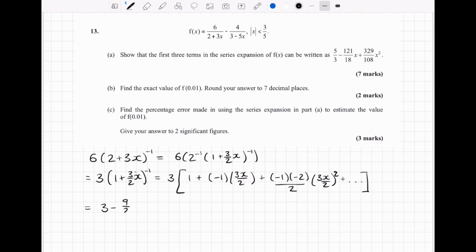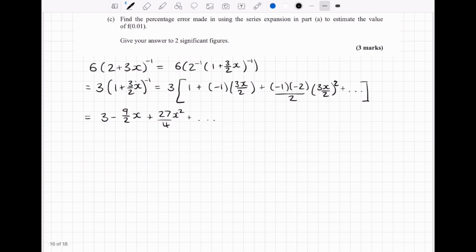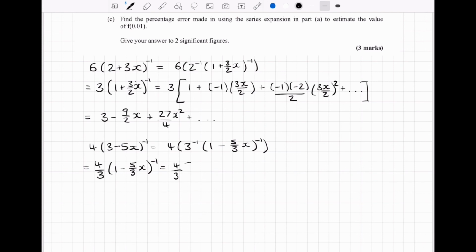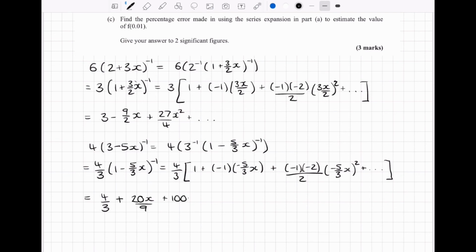I can do the same with the next term as well. So for that one, I should get 3 minus 9 over 2x plus 27 over 4x squared. My next one, if I take the denominator up to be a power of minus 1, divide everything by 3. So I've got a 1 in that bracket, and then I can use that nice formula for binomial expansion. Finally, multiply everything up by 4 over 3, and I should get a 4 over 3 plus 20x over 9 plus 100x squared over 27.